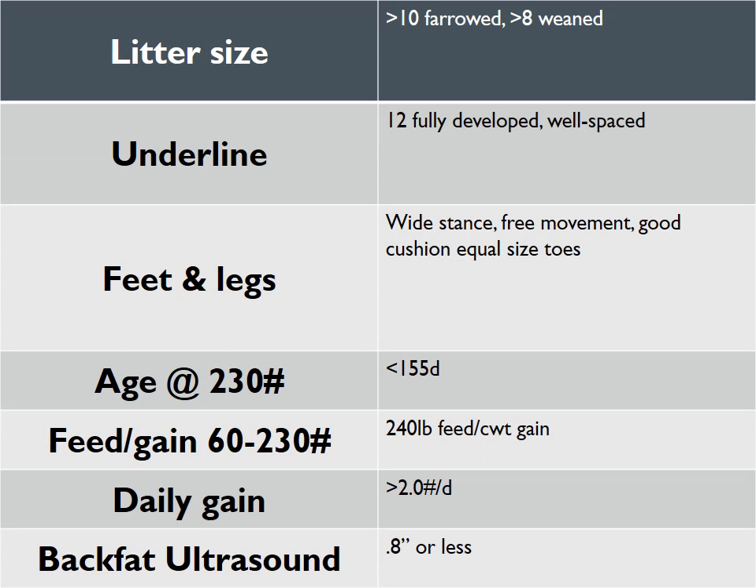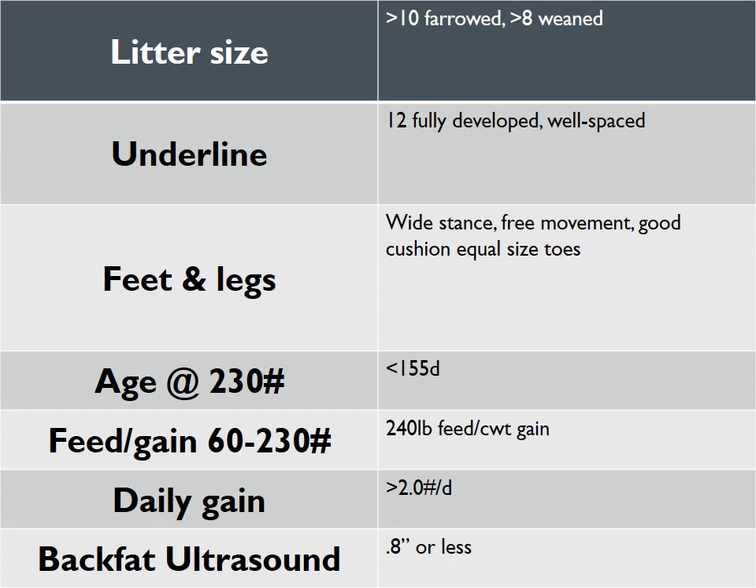Some benchmark goals here come out of your textbook, and I would encourage you to think about how each farm is completely on its own to develop its own numbers, but these are just some numbers for us to throw out and talk about. Litter size: hopefully we have more than 10 farrowed and more than 8 weaned. If you want to adjust that number up or down, that's certainly your prerogative.